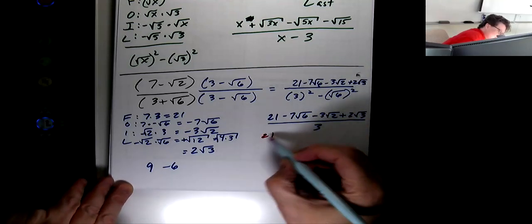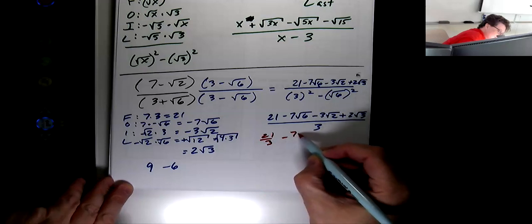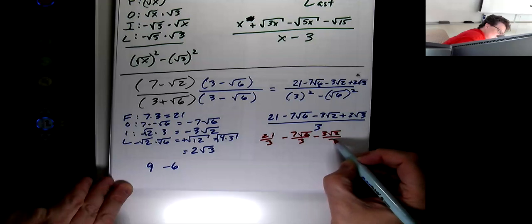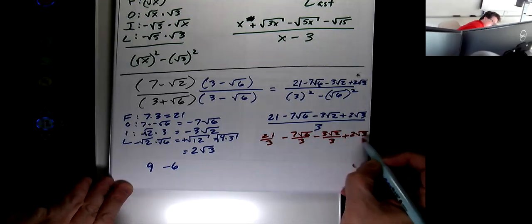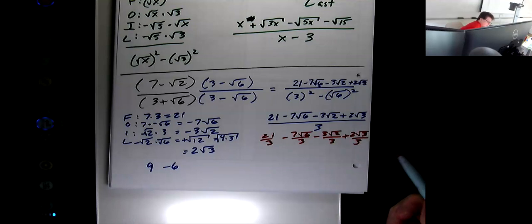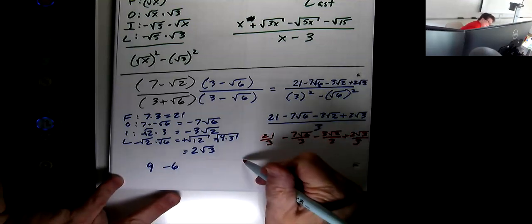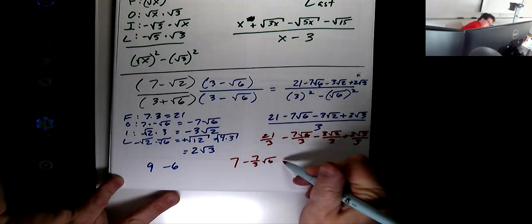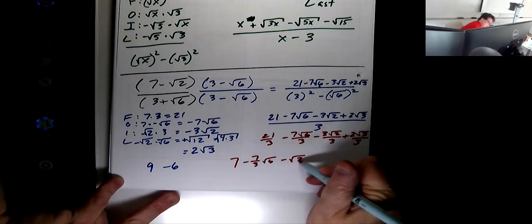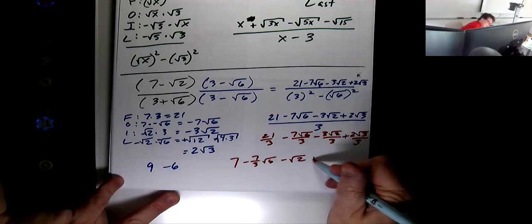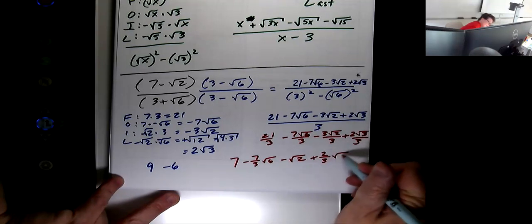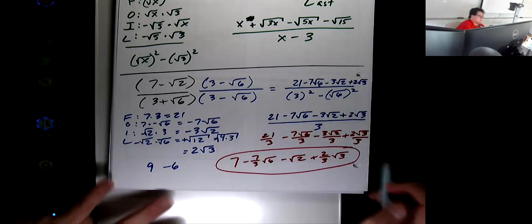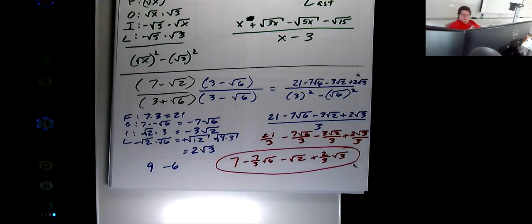This is 21 over 3 minus 7 root 6 over 3 minus 3 root 2 over 3 plus 2 root 3 over 3. Make sure you do the 3 in each one. That will be 7 minus 7/3 root 6 minus root 2, because the 3's will cancel, plus 2/3 root 3. That's probably the simplest form then.